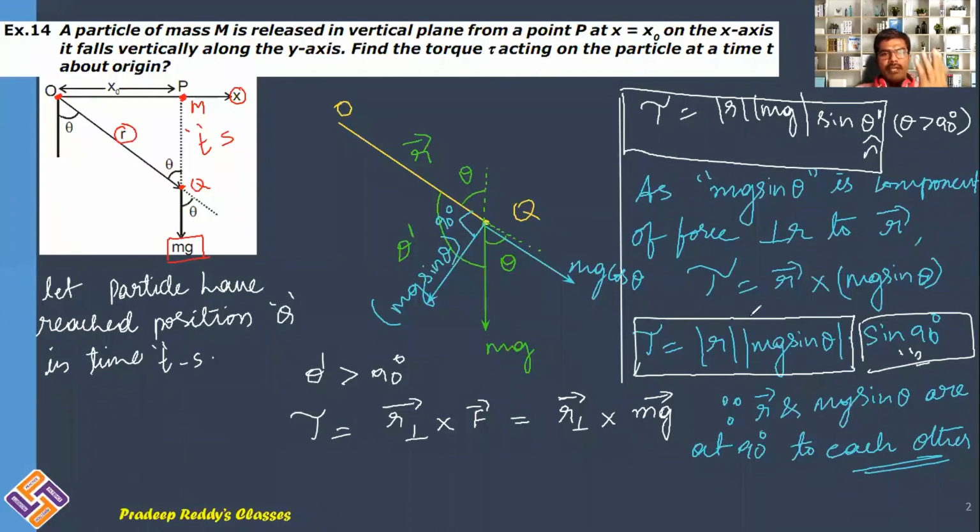The actual angle between R bar and F bar here is theta dash, but we have resolved mg into two components. Only the perpendicular component is considered for torque. mg cos theta, which is the component parallel to R bar, does not provide any torque, so it goes to waste and we will not consider it. Mg sin theta, the perpendicular component to R bar, should be taken into consideration when calculating torque.